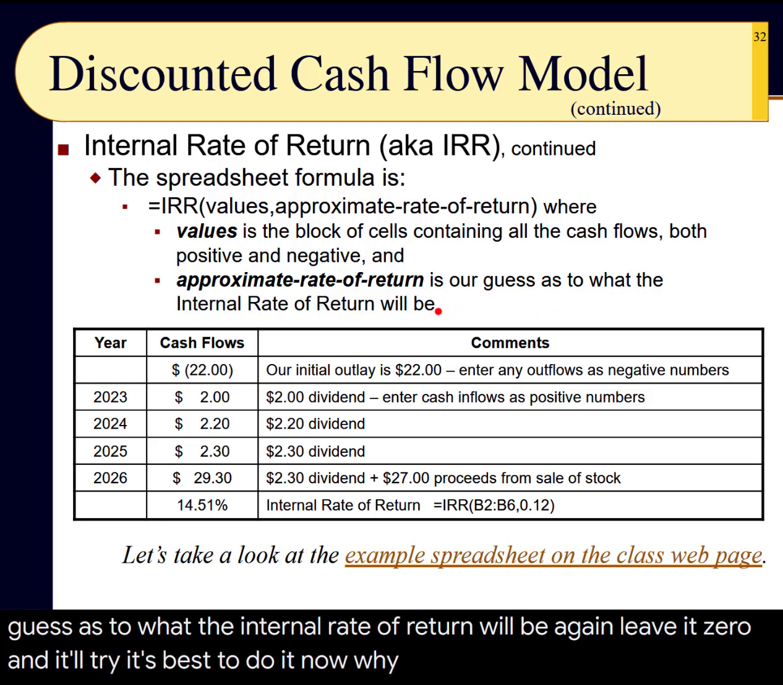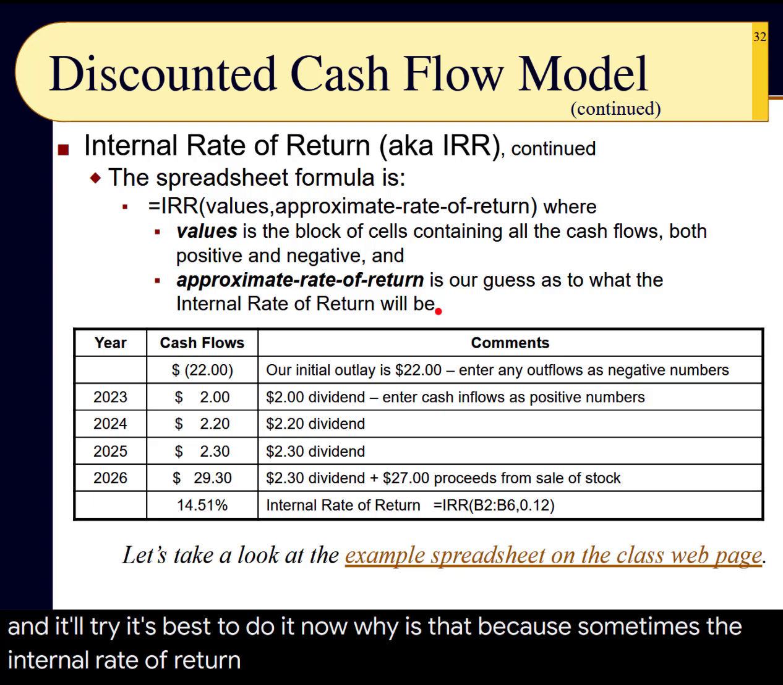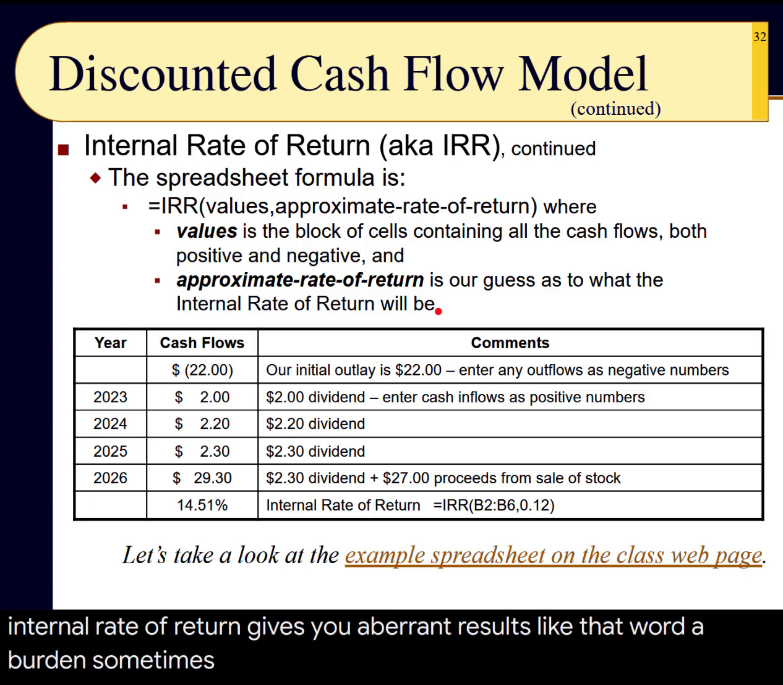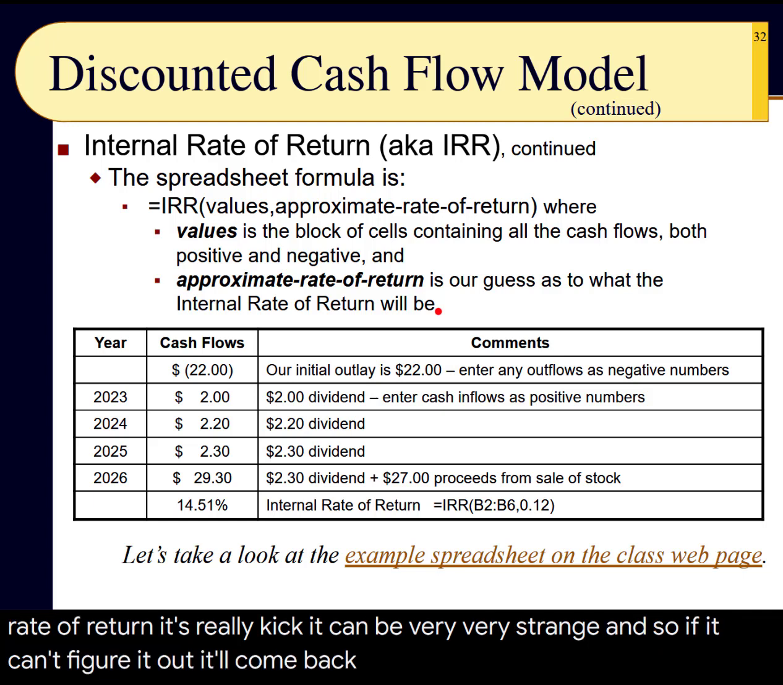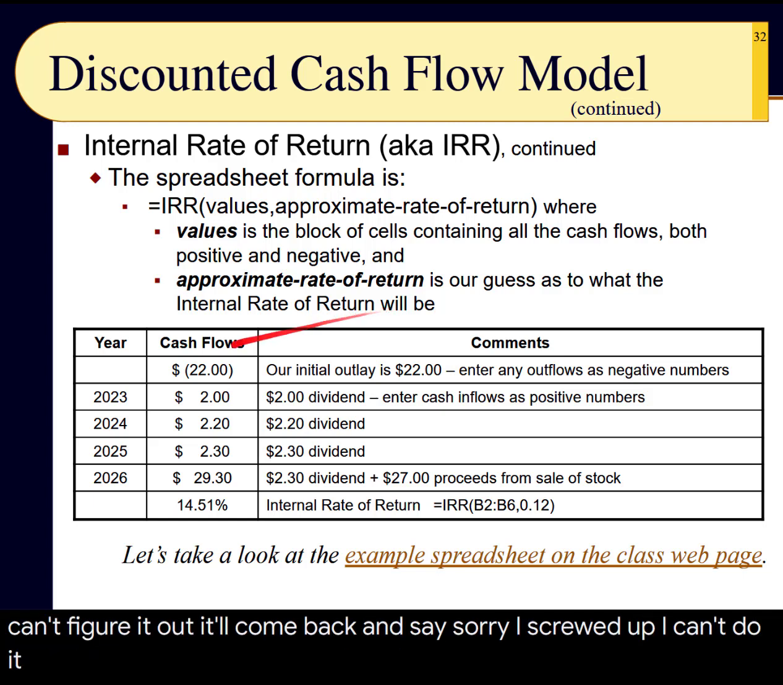Now, why is that? Because sometimes the internal rate of return gives you aberrant results. Like that word, aberrant. Sometimes it doesn't work. Or sometimes you get 2 internal rates of return. It can be very, very strange. And so if it can't figure it out, it'll come back and say, sorry, I screwed up. I can't do it. But here we are.